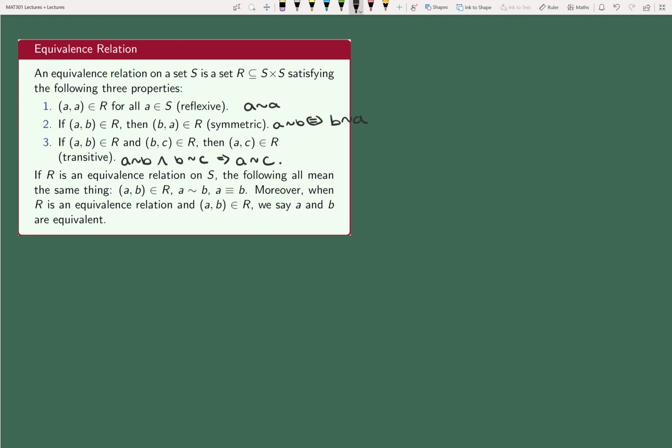Okay, and the idea is to capture the idea of equals. That's what an equivalence relation means. Think about the word equivalence. We're trying to capture the idea of two things being equal. And of course, the equal sign satisfies all three of these properties as well. A is always equal to A. If A is equal to B, then B is equal to A. And if A is equal to B and B is equal to C, then A is equal to C. So we're trying to capture those defining properties of what it means for two things to be equal, okay? So let's play around with this a little bit.